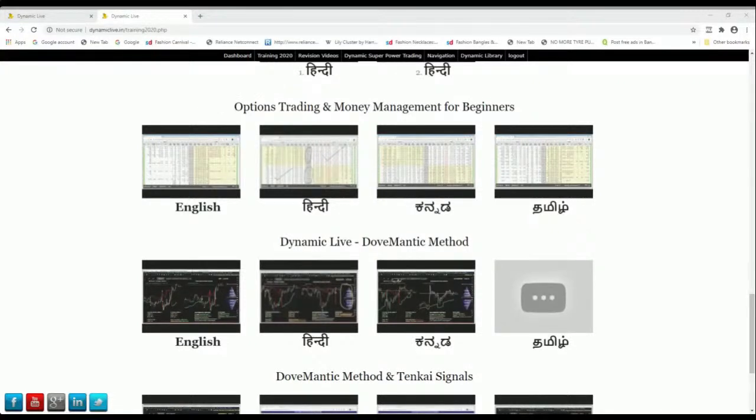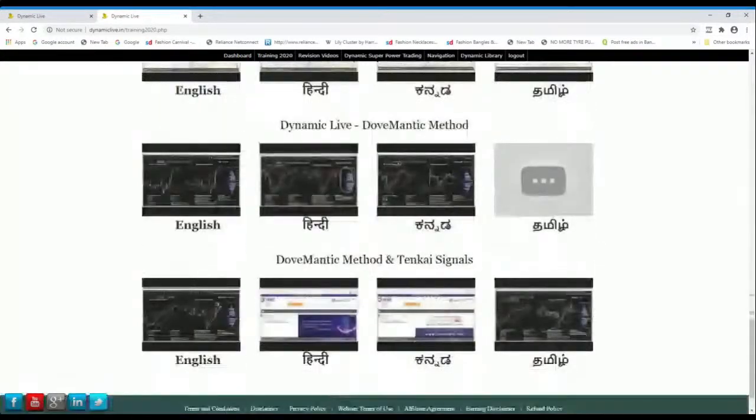And then the next one is the Dowmatic Method. Today we discuss the first basic step which can fetch you around 10 to 15% minimum returns. That concept is very clearly explained in this video. Go watch it at your leisure time. And after that, the last video that you can see here, Dowmatic Method and Tenkai Signal.